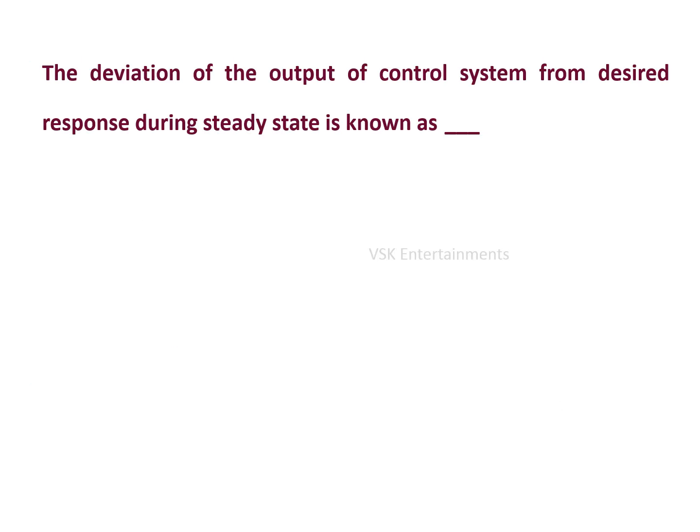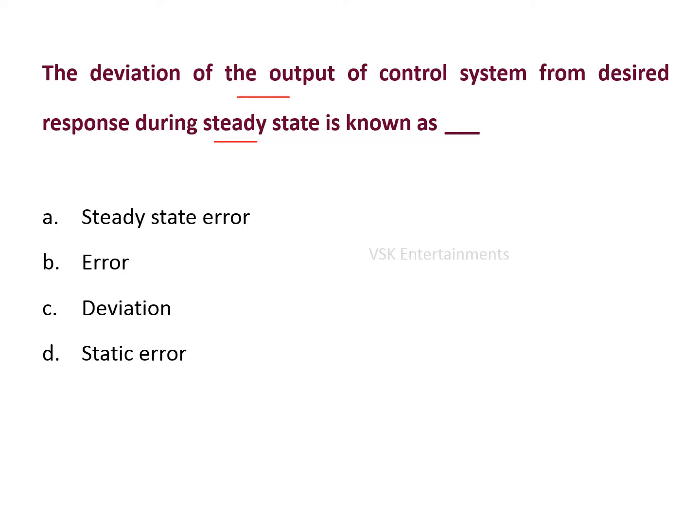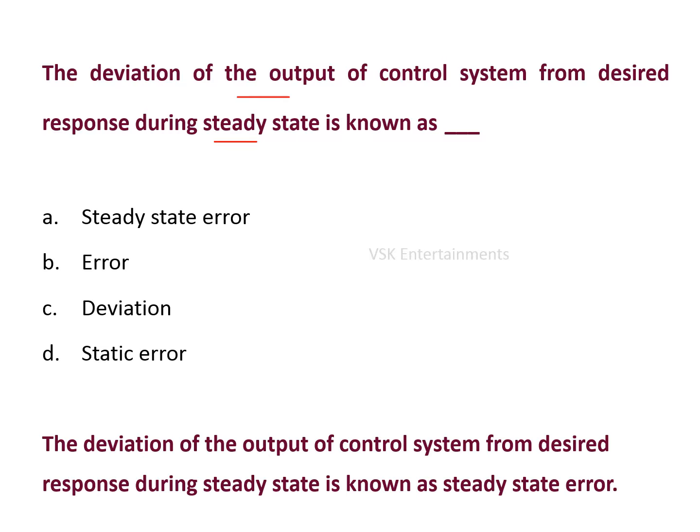Coming to next one, the deviation of the output of the control system from desired response during steady state is known as, options are steady state error, error, deviation, and static error. The difference between actual output and desired output, response being nothing but output, is known as steady state error. So option A is the right answer.